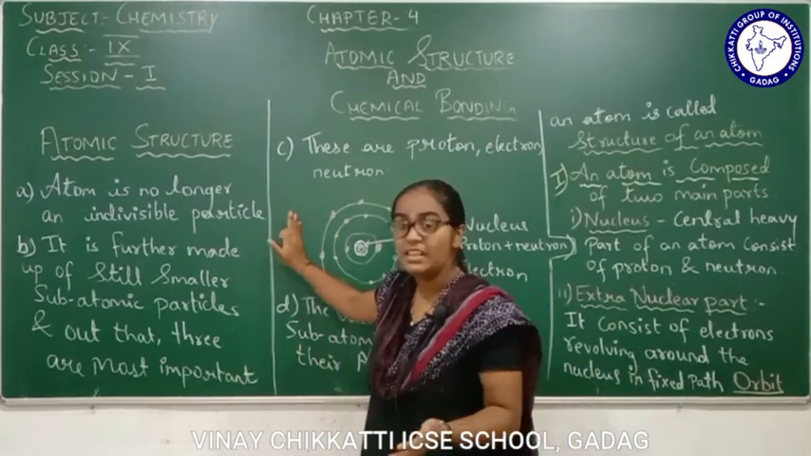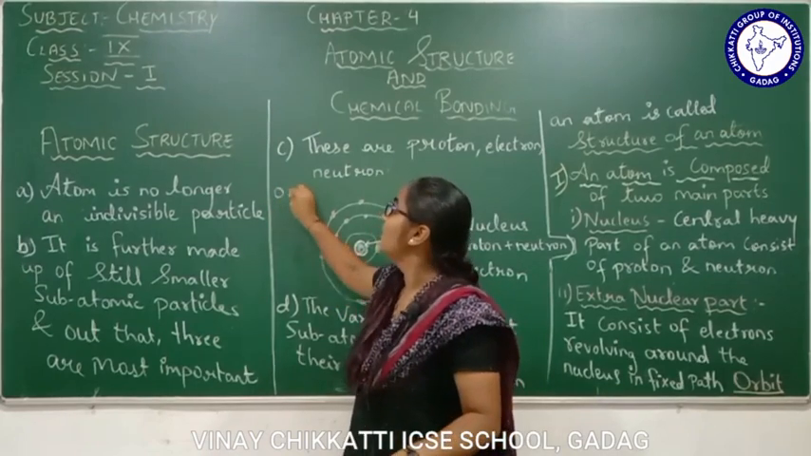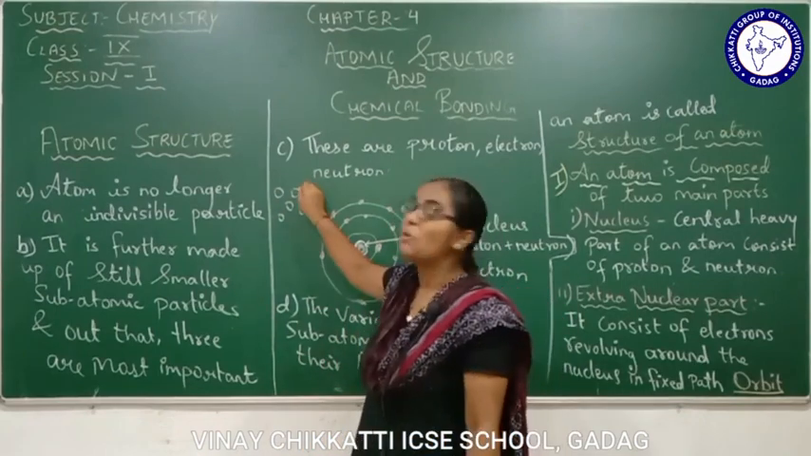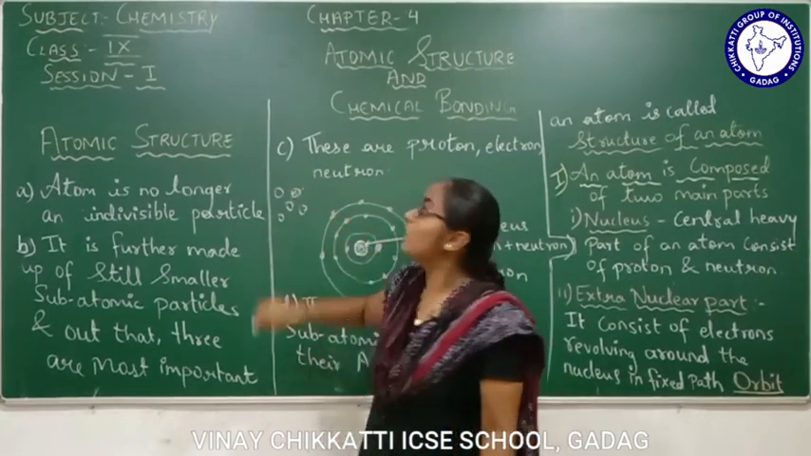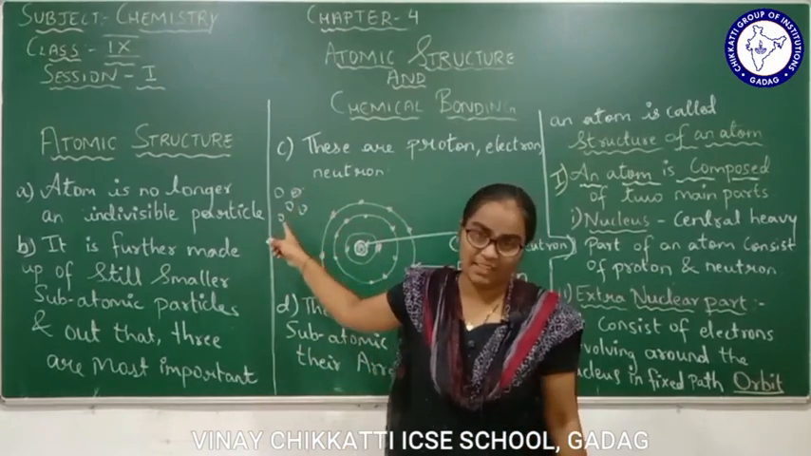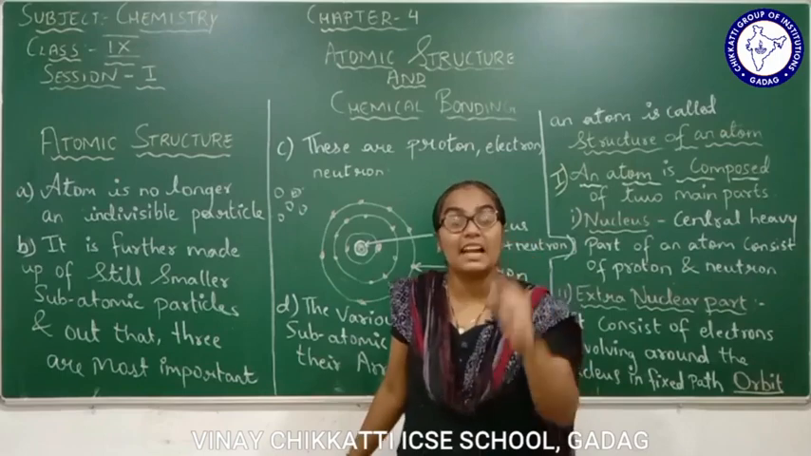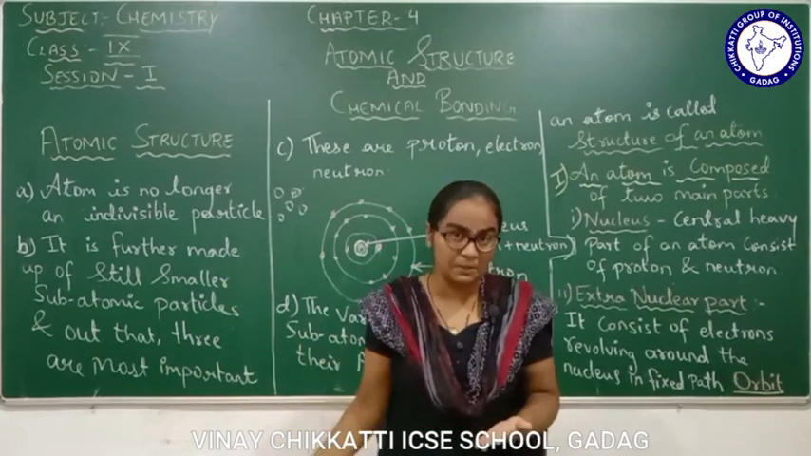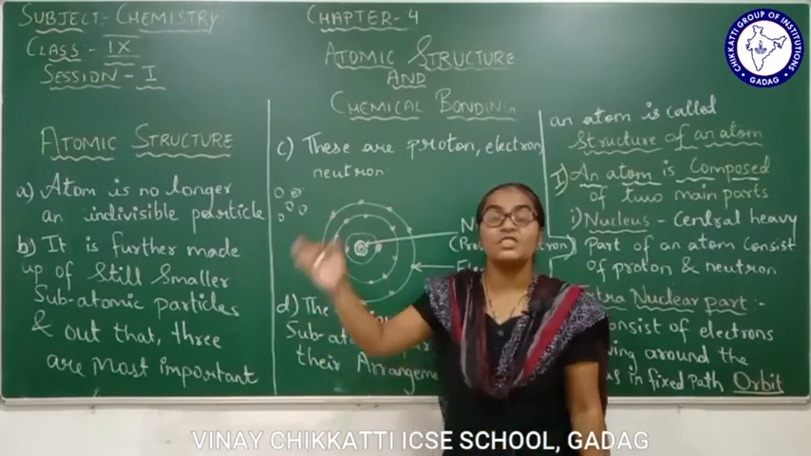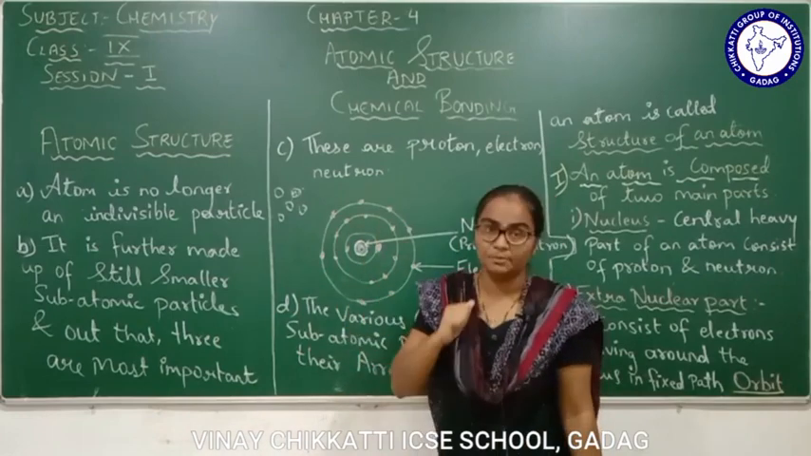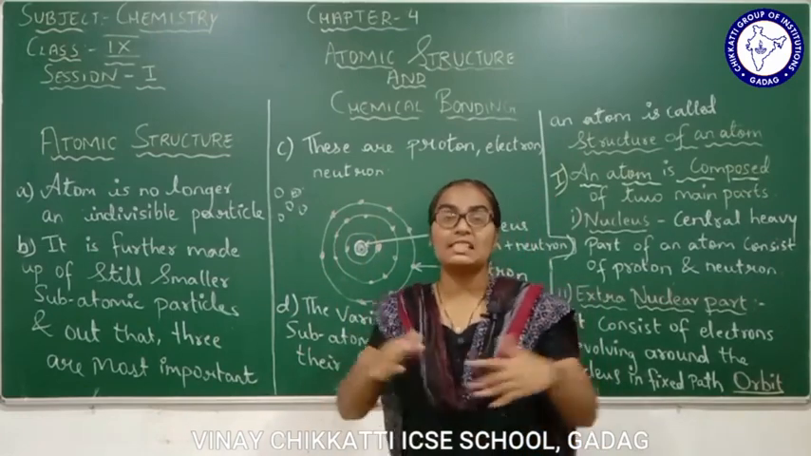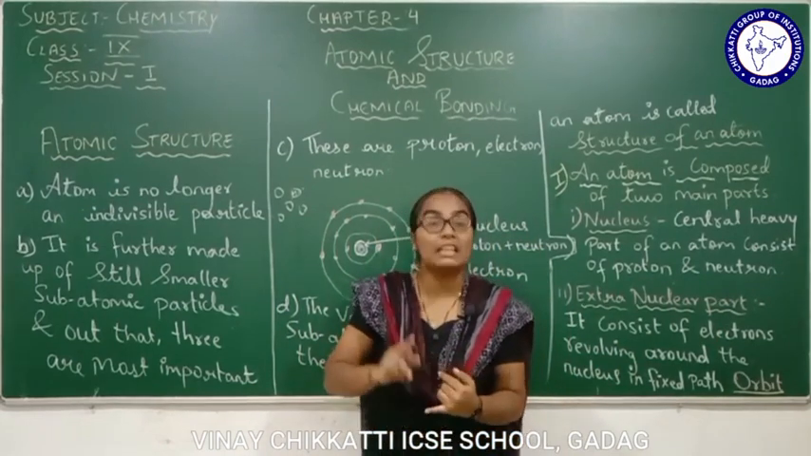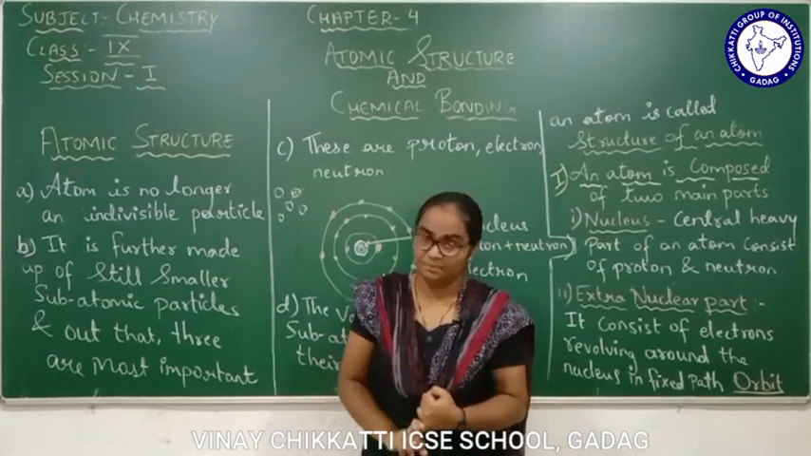This matter is made up of tiny particles which are called molecules, and in turn these molecules are made up of a smaller, no longer indivisible particle called an atom, right? So the atom is the smallest tiny particle which cannot be further divided. This atom is present in the molecule and the molecule is present in the matter. So whatever substance exists in our universe is nothing but composed of tiny, no longer indivisible particles called atoms, right?